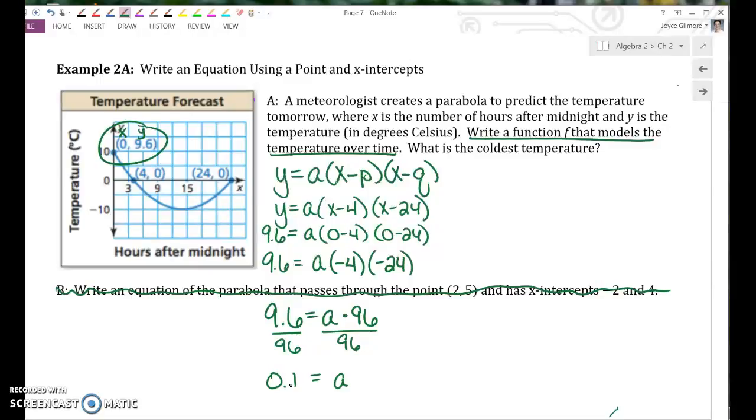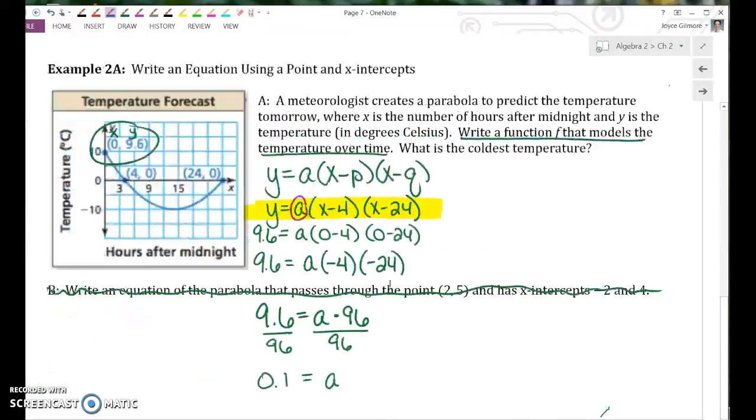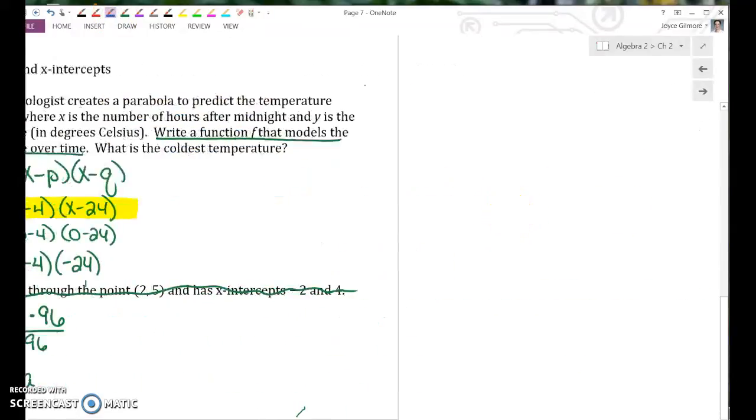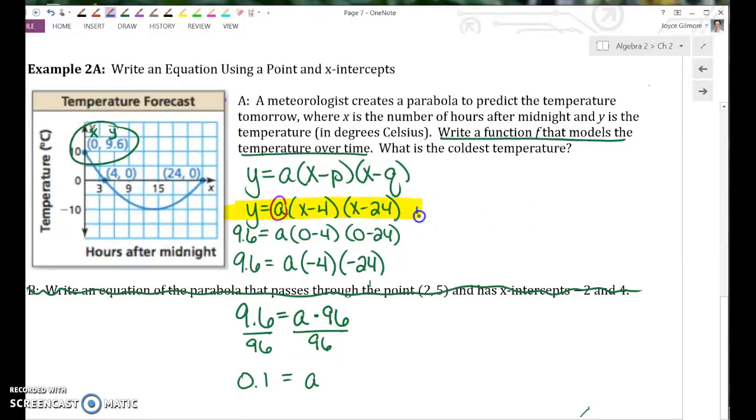Now again, it does not say find the value of a. It says write a function, write the equation. So go back up to where we had our intercepts plugged in, and now we know what a is. So we can rewrite this using our a value. y equals 0.1 times x minus 4 times x minus 24.